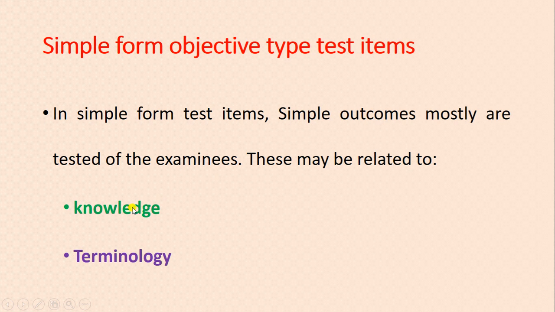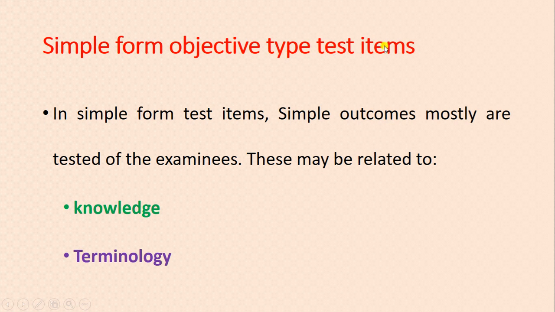Simple outcomes. These may be related to knowledge, to recall information. Knowledge means recall information. So it is the simplest form of thinking skills. So knowledge type information we can judge, we can evaluate through simple form of objective type test items. Related to knowledge, we can evaluate, we can test things.